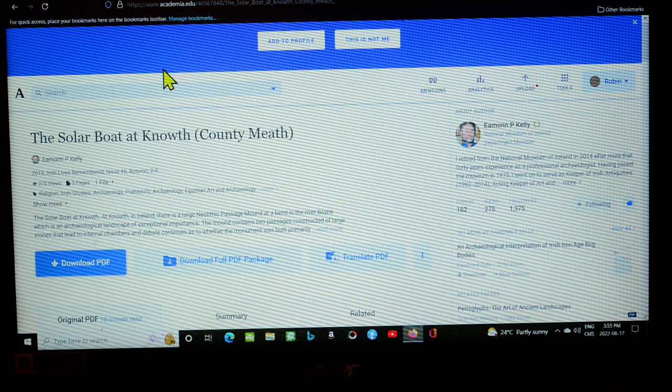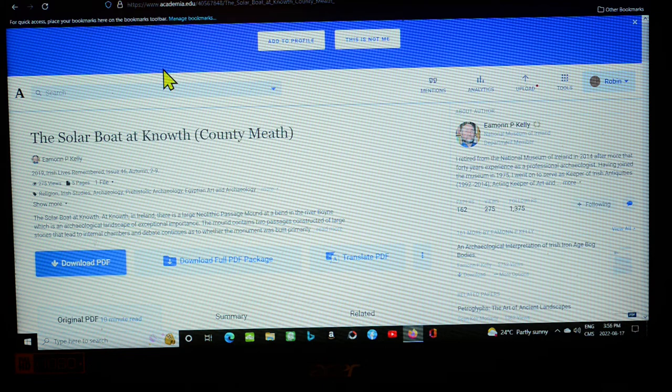He retired from the National Museum of Ireland in 2014, so almost a decade ago, after more than 40 years' experience as a professional archaeologist. He went on to serve as Keeper of Irish Antiquities from 1992 to 2014, so more than a decade. And that, I believe, is at the National Museum of Ireland, if I'm not mistaken, or it might be the Royal Irish Academy. Not 100% sure. I'm pretty sure it's the National Museum of Ireland.